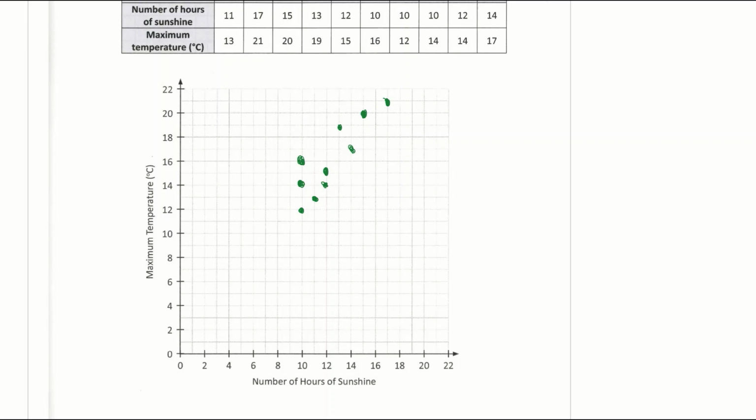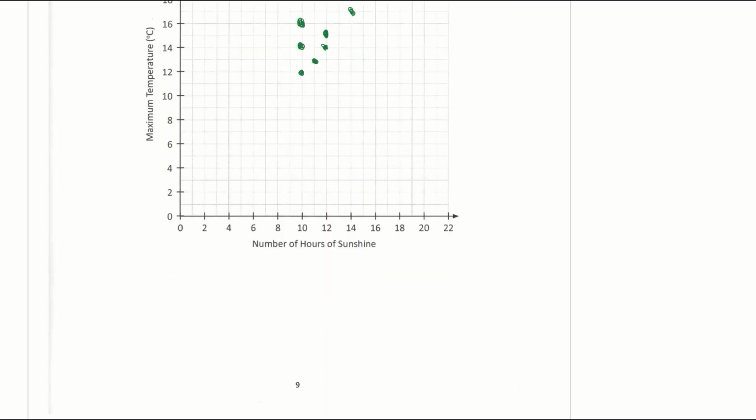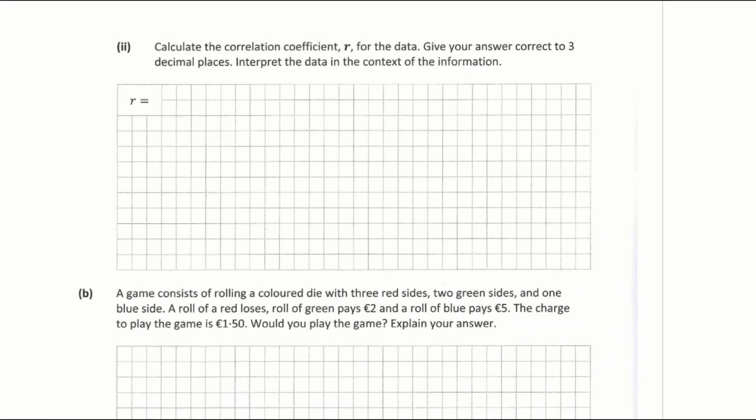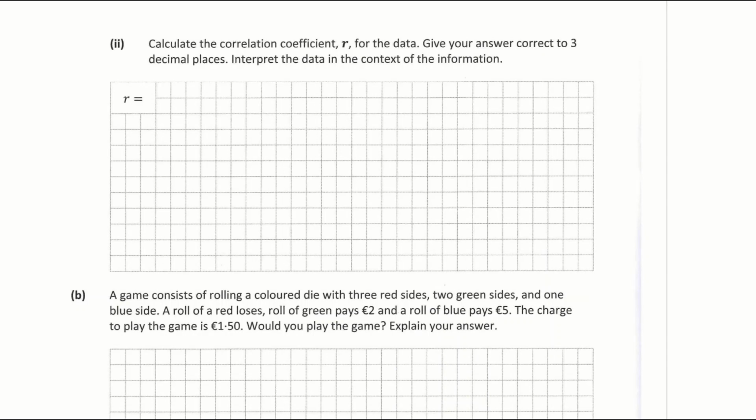So we're now going to go down to part 2. And it's asking us to calculate the correlation coefficient, r, from this data. Give your answer to 3 decimal points. Now, I'm just going to write down the steps on the calculator.